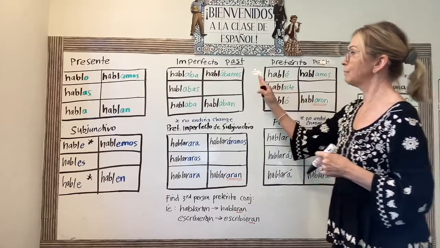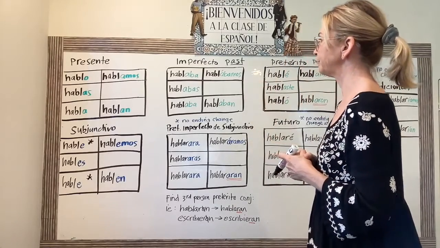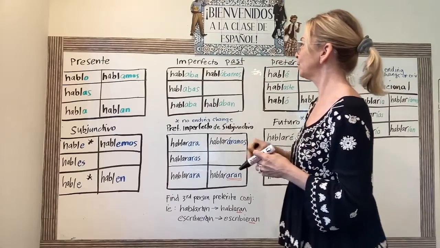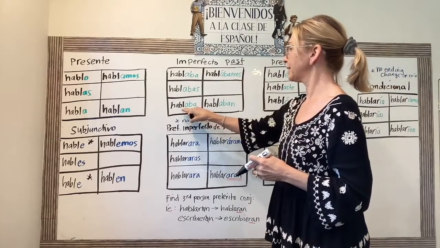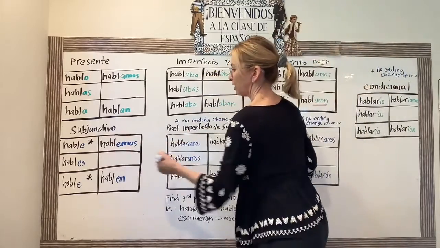So moving to the imperfect, let's look at what you do for the imperfect. The yo is hablaba. The tú is hablabas. The él, ella, usted is hablaba. These are also the same, just like the subjunctive.